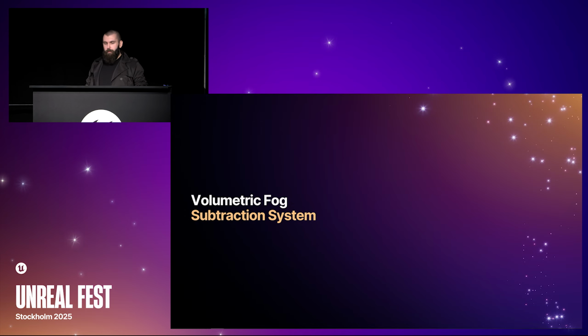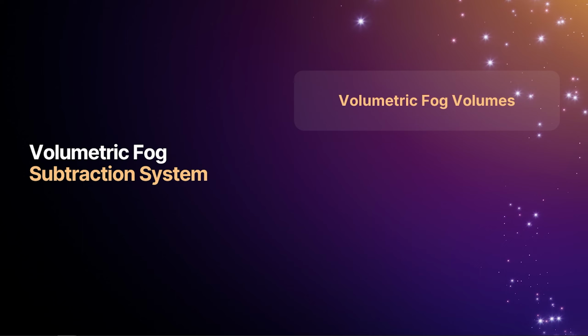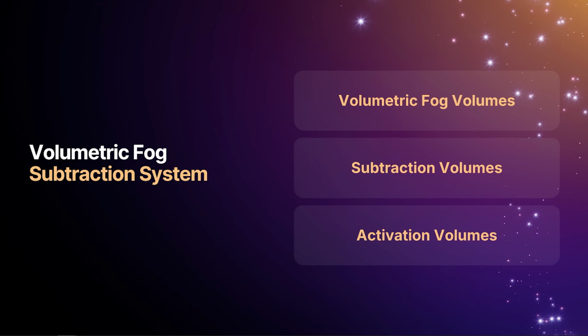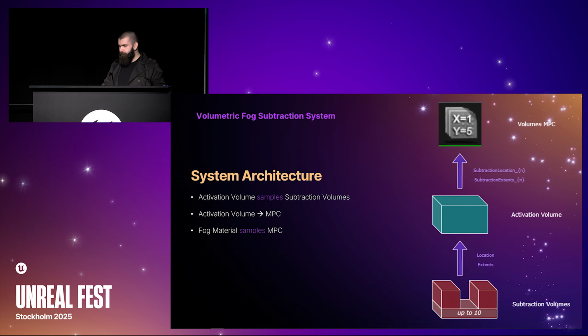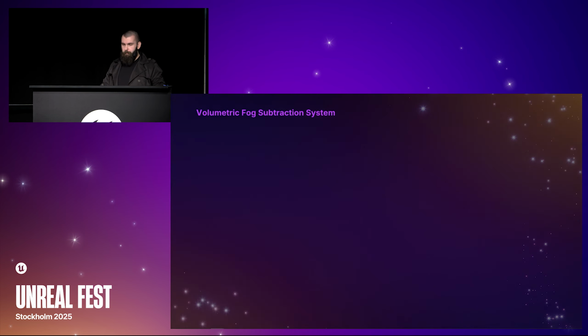So we tried to develop a system for it, and that has three elements. The aforementioned volumetric fog volumes, second a subtraction volume, and third an activation volume. The system architecture looks like this, where the activation volume as an actor handles subtraction volumes, takes their data, compiles it, and sends that data forward to the volume's material parameter collection that is then being sampled in the volume material itself.